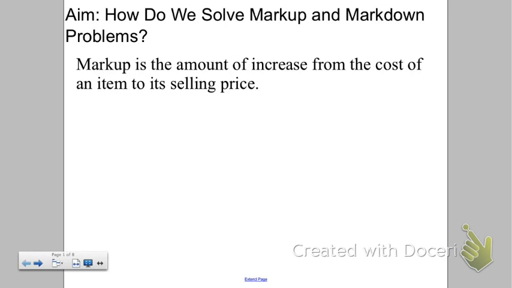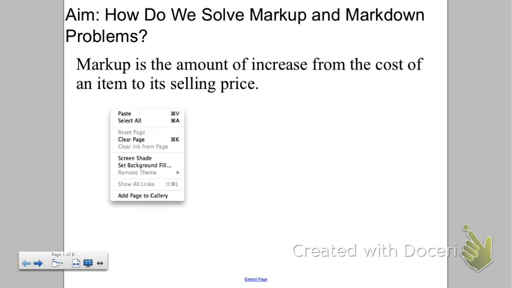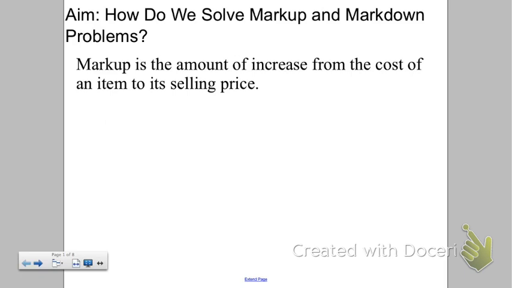The formula for markup is: the markup equals the percent times the original cost.